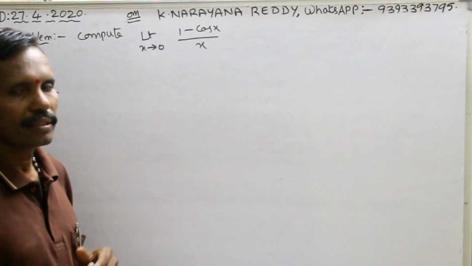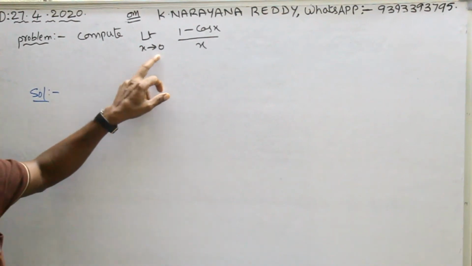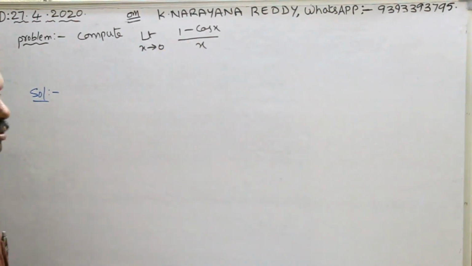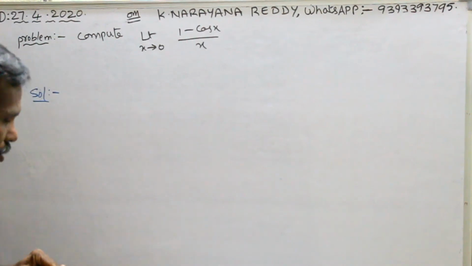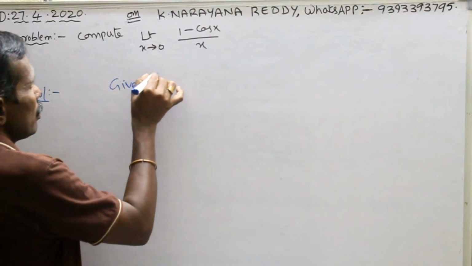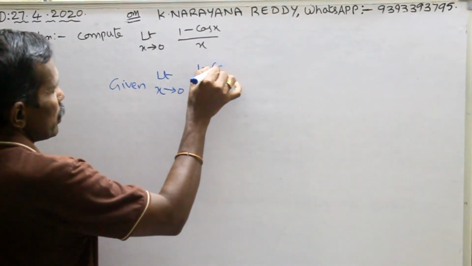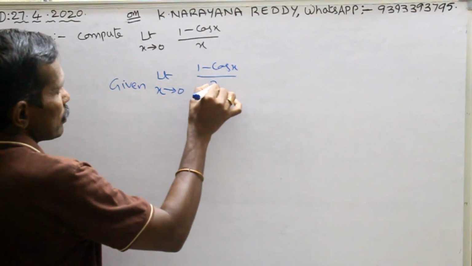This problem is regarding standard limits. Compute the limit as x tends to 0 of (1 minus cos x) by x. How to do this? Given limit x tends to 0, (1 minus cos x) divided by x.